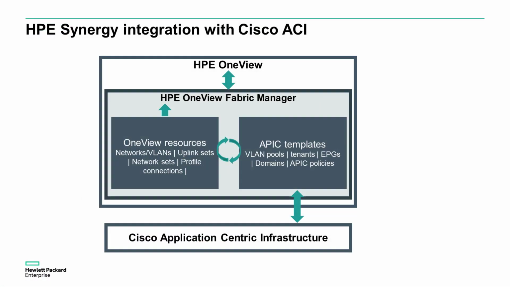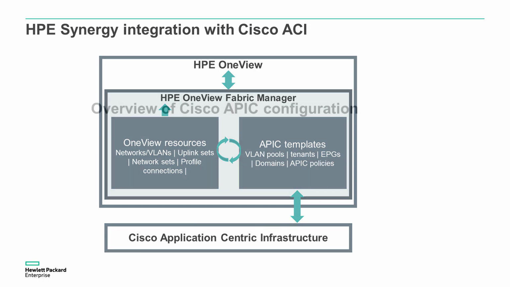Fabric Manager is a new feature added to HPE OneView 4.1 and discovers tenants, domains, VLAN pools, endpoint groups, and all other physical and logical APIC resource policies. It also discovers all required OneView resources like networks, uplink sets, profiles, and connections. Finally, Fabric Manager correlates discovered resources, creates a compatibility report, and provides means for manual and automated remediation into OneView.